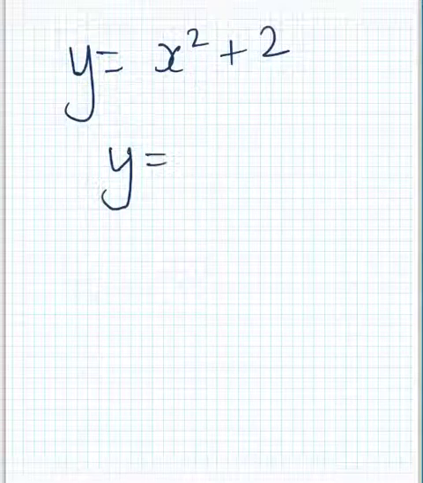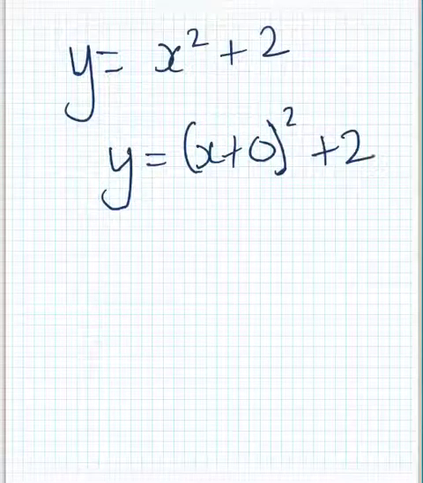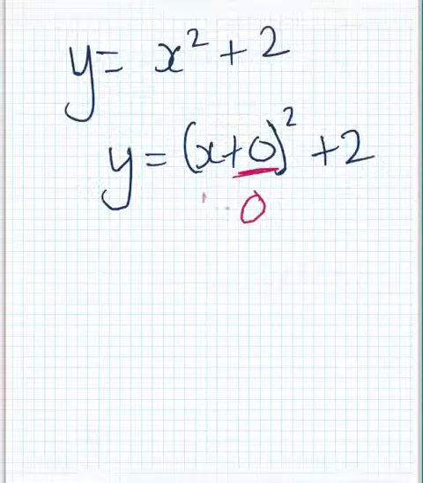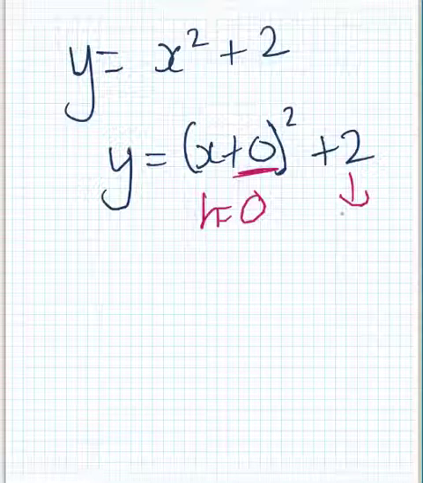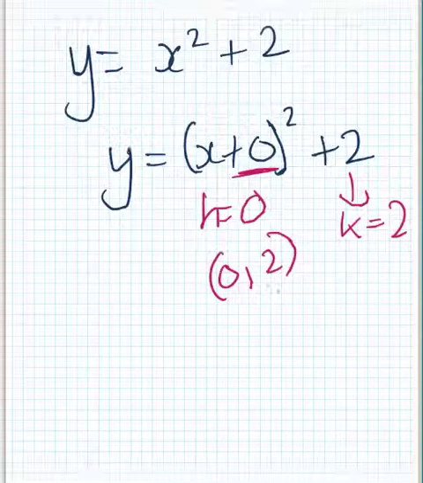x squared can be written as (x plus 0) squared plus 2. And we can see how the x value of our turning point, or h, from the formula is 0. So h is 0, and k, which is the y value of our turning point, is 2. So our turning point is when x is 0 and y is 2.